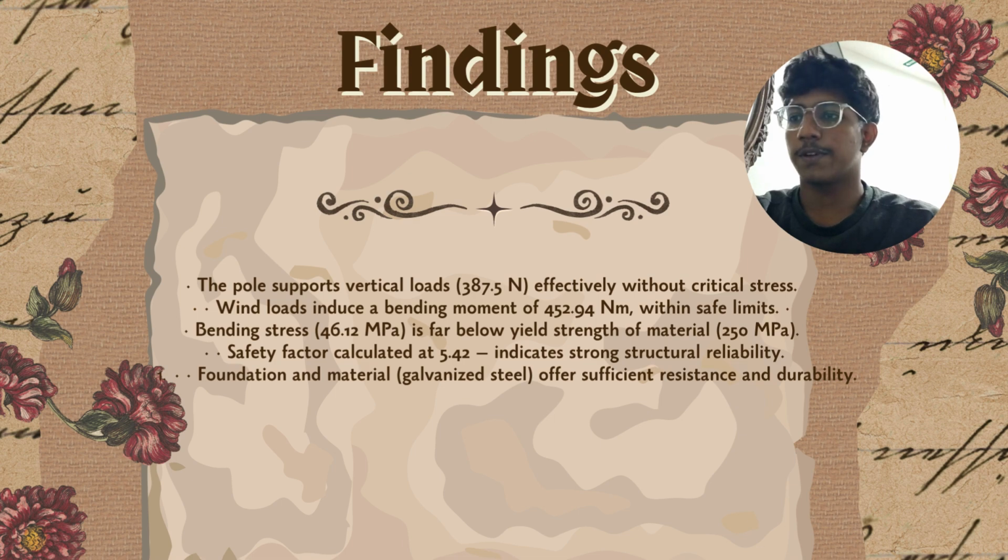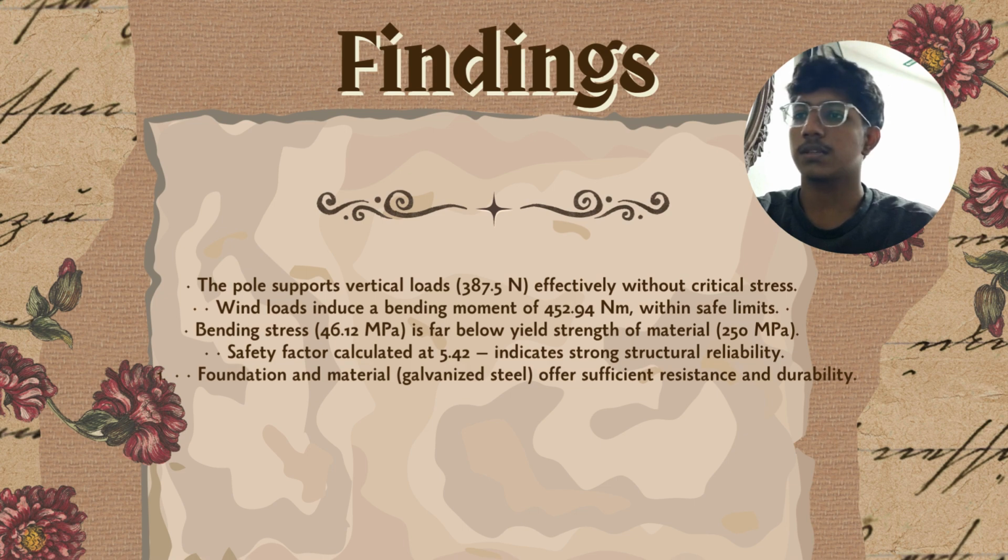Findings for chapter 5. Based on the analysis, the traffic light pole can support a vertical load of 387.5 Newtons without experiencing any critical stress. Wind loads create a bending moment of 452.94 Newton meters, but this is still within the safe design limit.